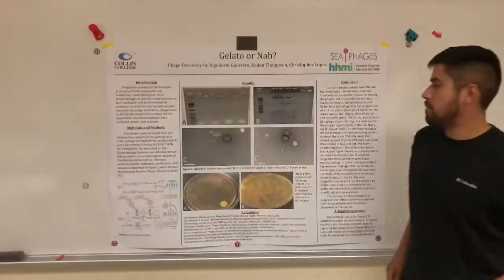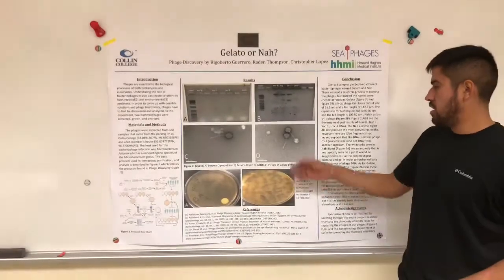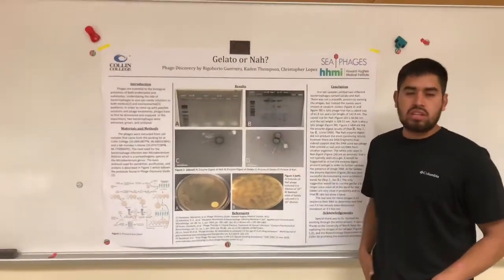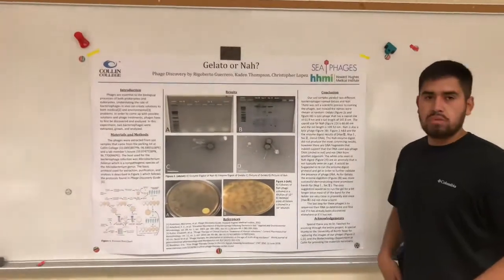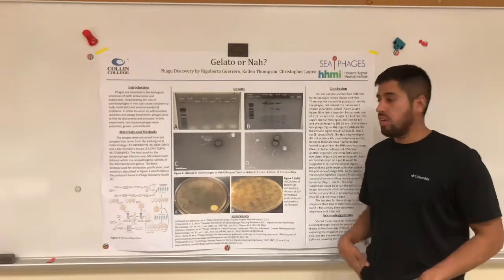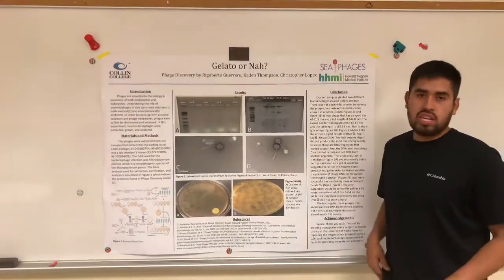Since most of our tests were successful, such as getting the pictures and cutting up the DNA with the restriction enzymes, the last step would really be to sequence the DNA in order to figure out whether we discovered a new phage or the phage has already been discovered.